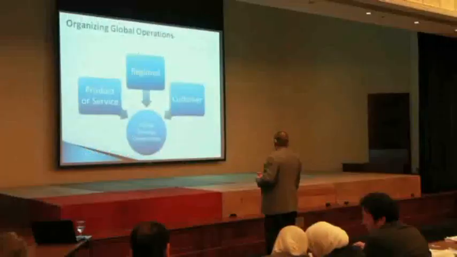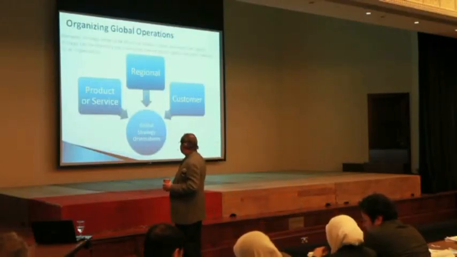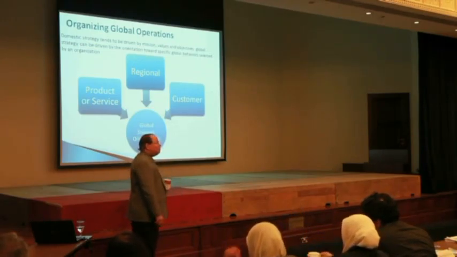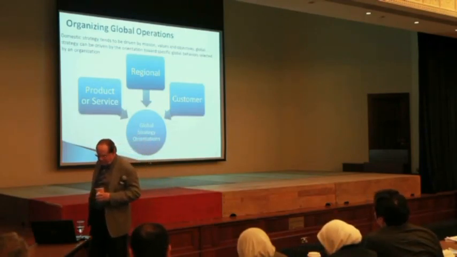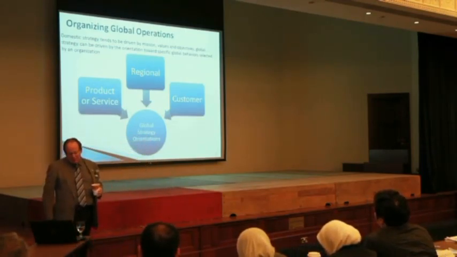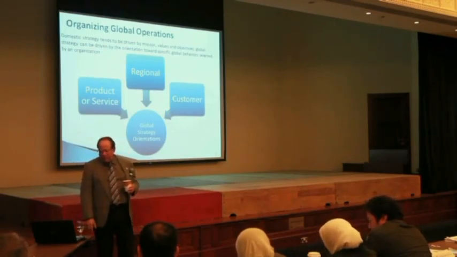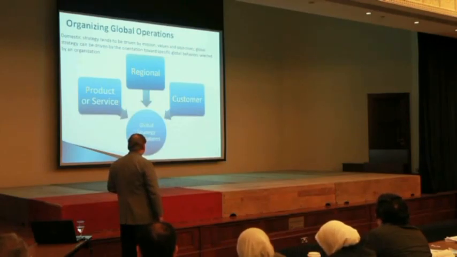So, organizing global operations. We have product or service, regional, and customer. Domestic strategy is driven by mission, vision, values, and objectives. Global strategy can be driven by the orientation towards specific global behaviors selected by an organization. So those behaviors or orientations are product, service, regional, or customer.